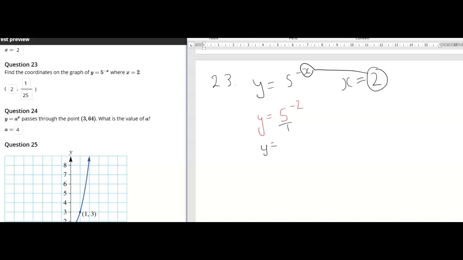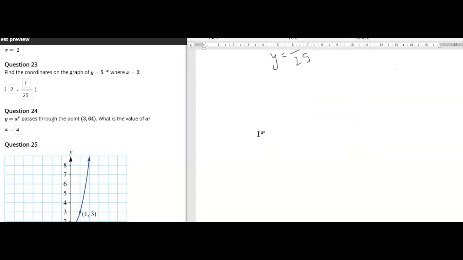Okay, so 5 to the power of negative 2. Negative sign, okay, remember that's 5 over 1. So we flip it, take the inverse, and then it's squared. So we can't forget that squared. So 1 over 25. Now it is asking for the coordinates. So any coordinates on a graph, it's x, y. We already know x is 2, and our y is 1 over 25. Okay, so there's your answer.